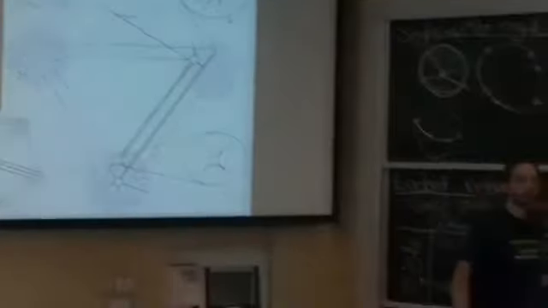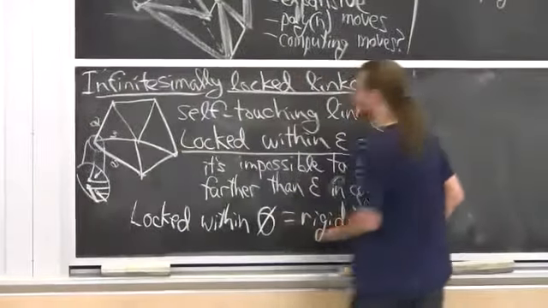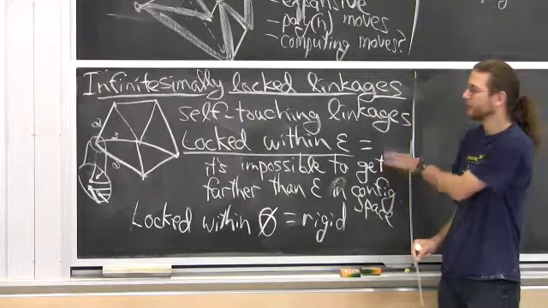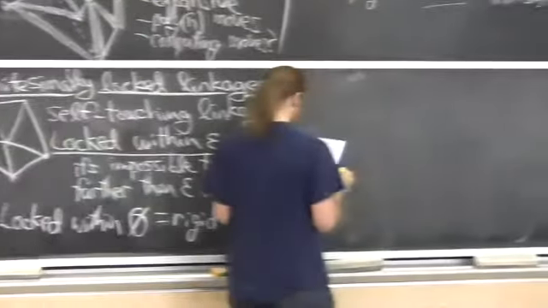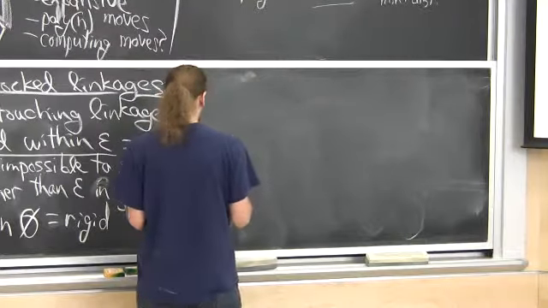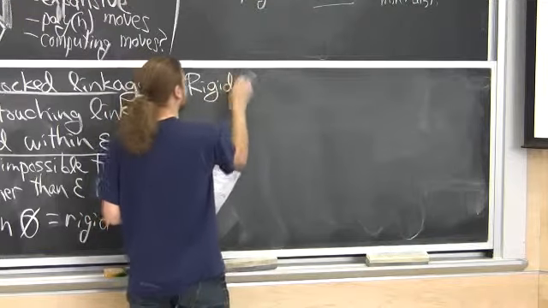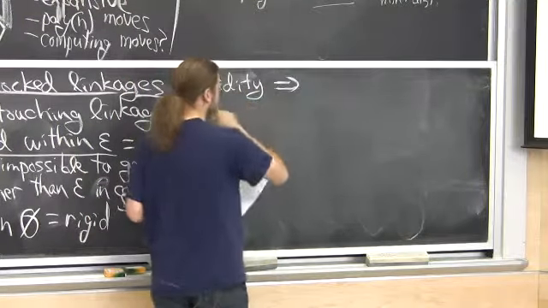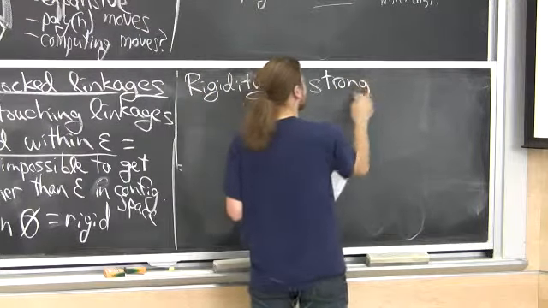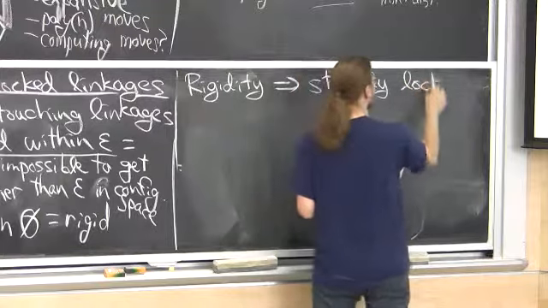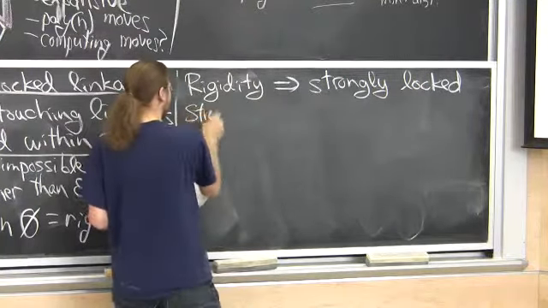But so what? Who cares about the self-touching thing being rigid? It's nice, but what I really care about is that the non-self-touching configurations are locked within epsilon for some tiny epsilon. Well, good news. Rigidity of the self-touching configuration implies what's called strongly locked. Yet another term which I need to define. Strongly locked.